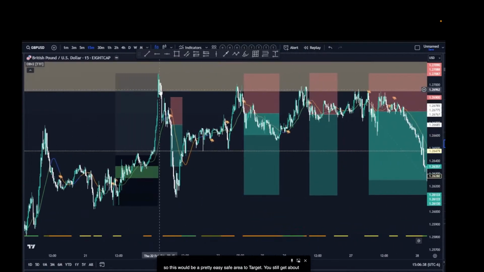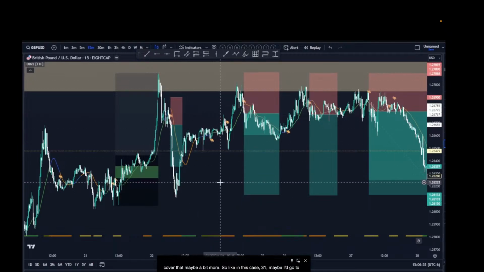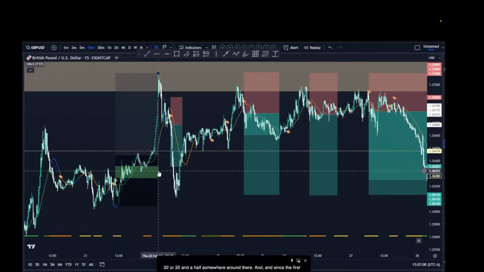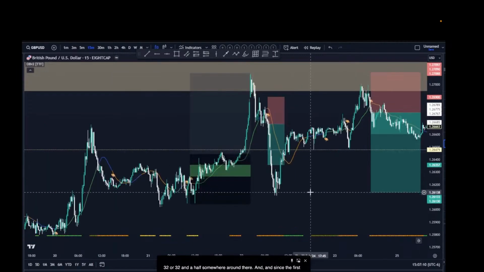You then get another tap into our optimal trade entry zone. Personally, once you get another tap, I look to the first time that price tapped this, and I'll cover that maybe a pip more. So like in this case, 31, maybe I'd go to 32 or 32 and a half. Somewhere around there. And since the first trade grabbed this, you could look to do this again. You only get about a 1.3, or you can cover the recent lows.